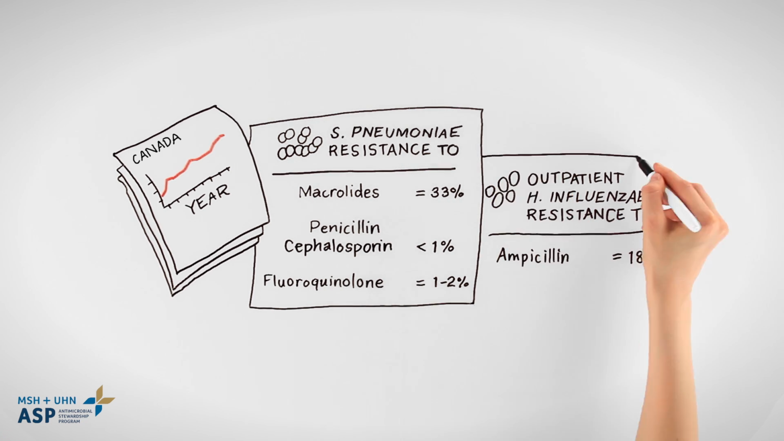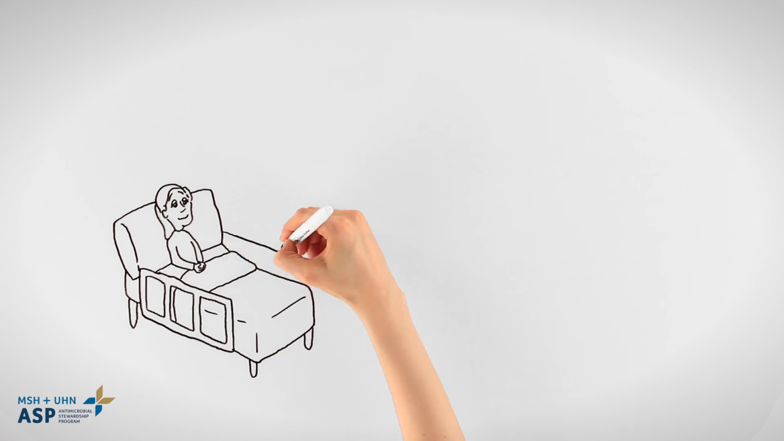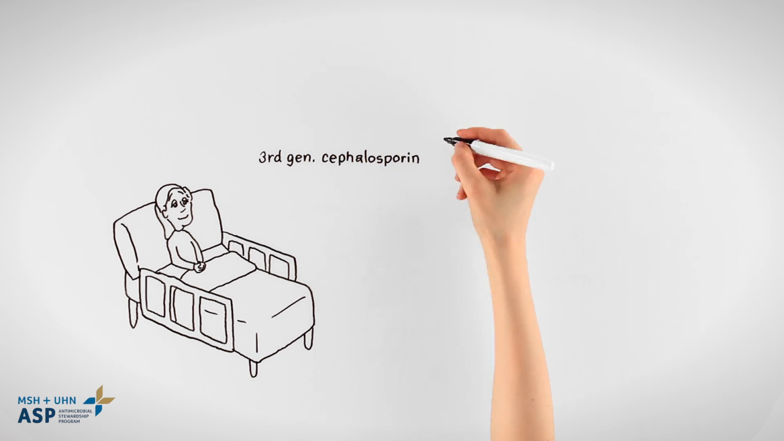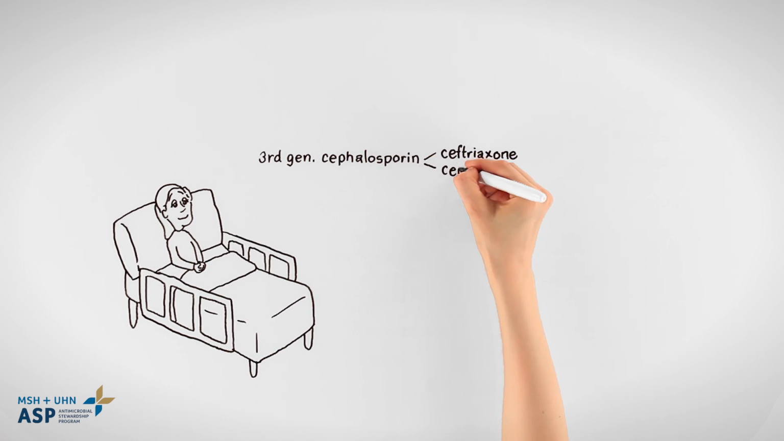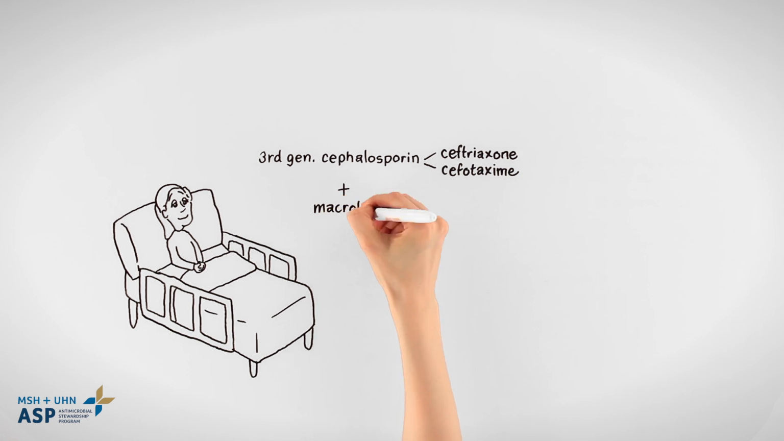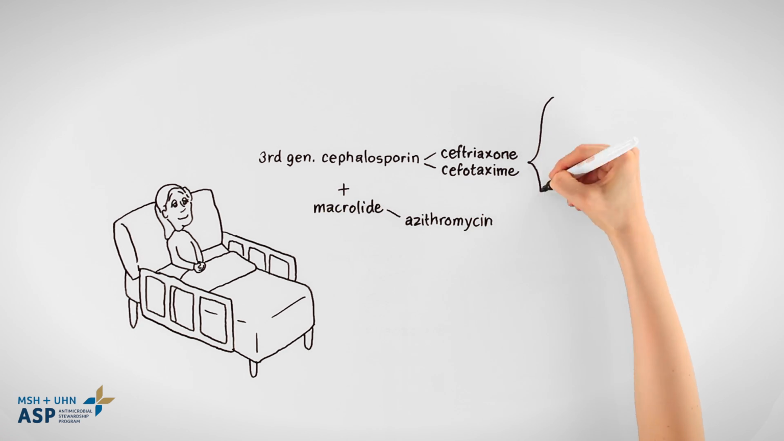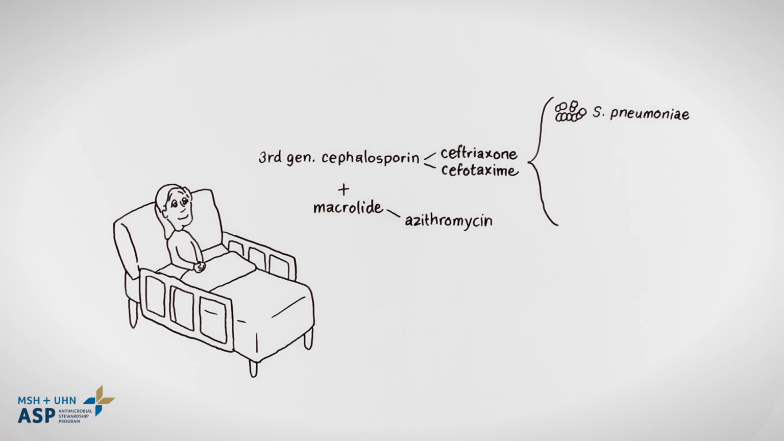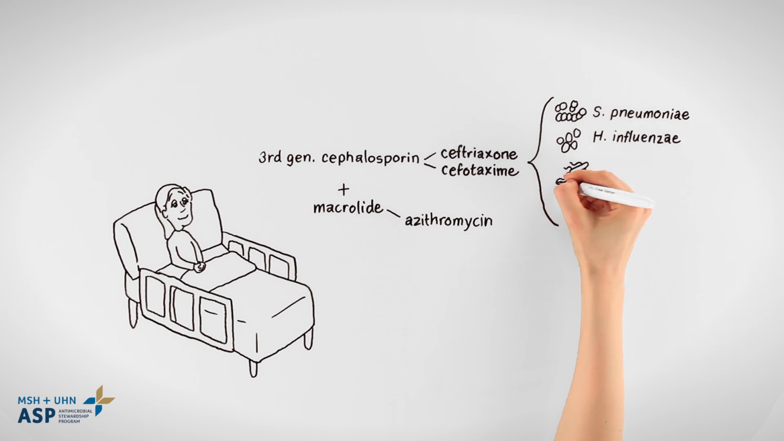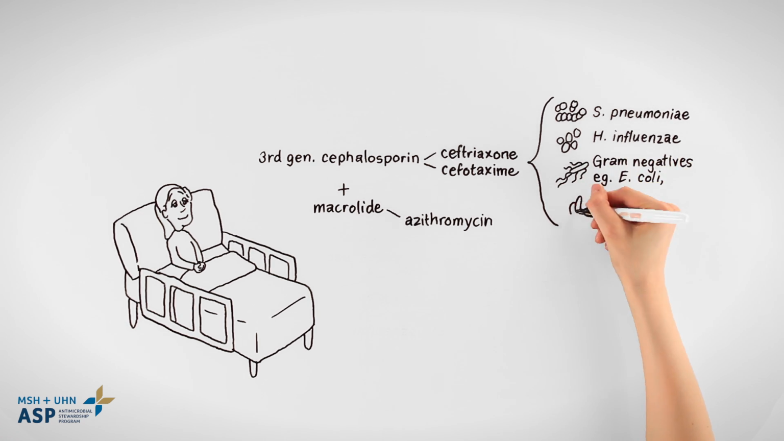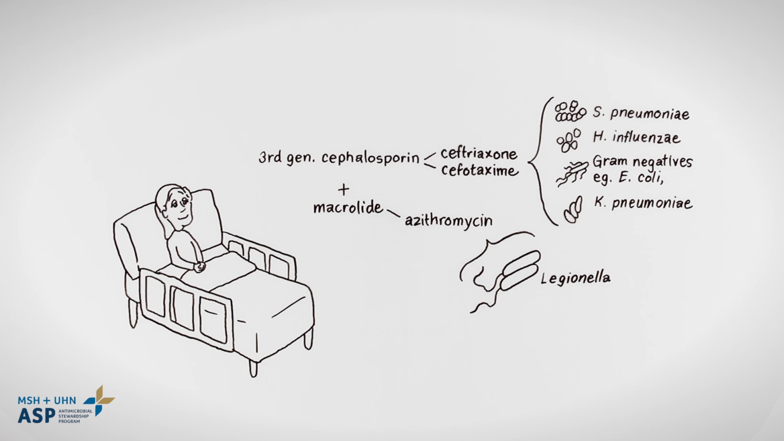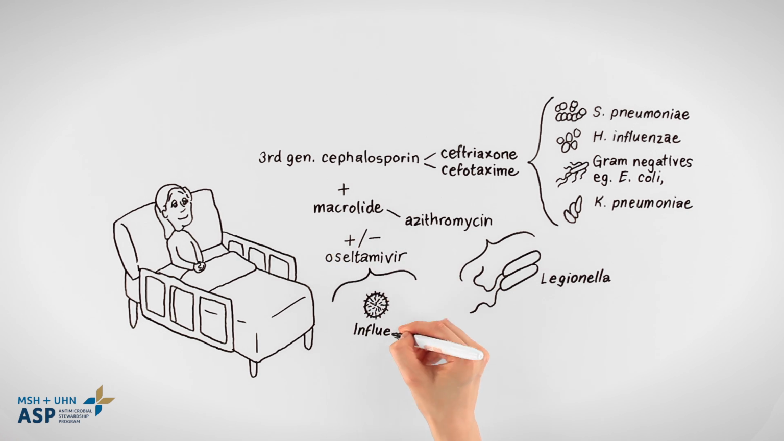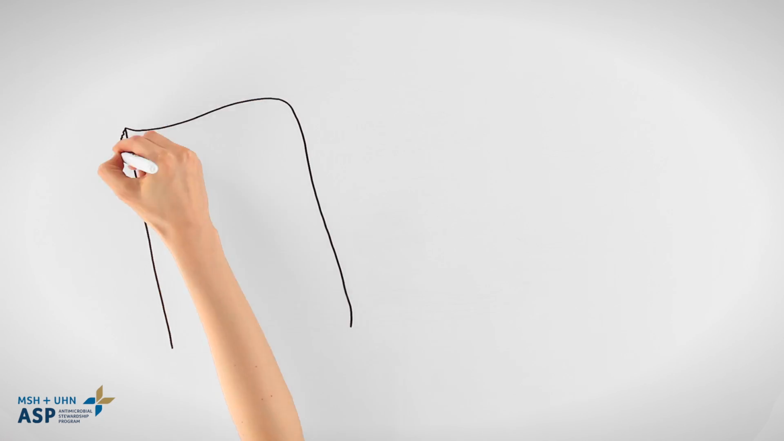Therefore, for SK, a reasonable choice would be a third-generation cephalosporin, such as ceftriaxone or cefotaxime, plus a macrolide, like azithromycin. The third-generation cephalosporin will cover strep pneumo, H. flu, and gram-negatives like E. coli or Klebsiella pneumonia. The macrolide will cover Legionella. During flu season, consider adding oseltamivir.